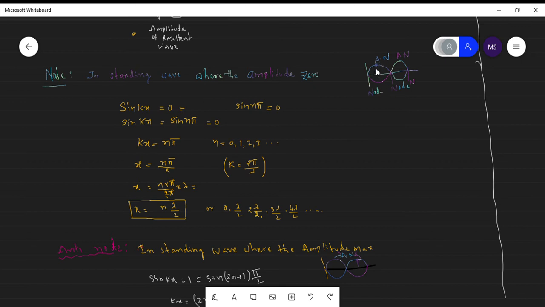Where the vibration of the wave is maximum, that is called an antinode. Where the vibration of the wave is minimum, that is called a node. Here, in sin(kx), where the vibration is maximum, the amplitude is maximum. So what is the amplitude? 2a sin(kx).